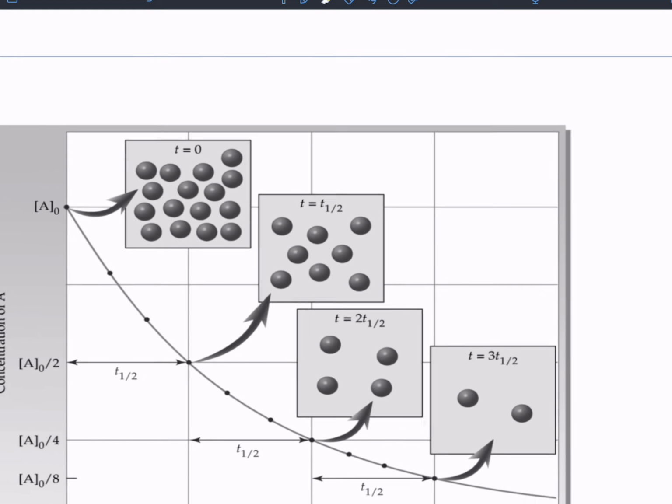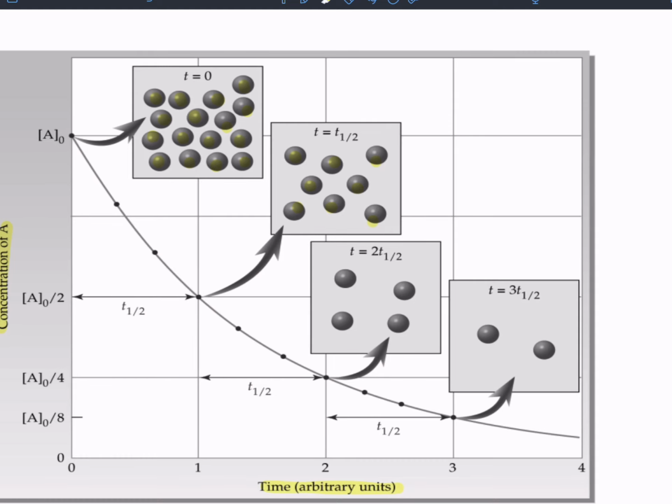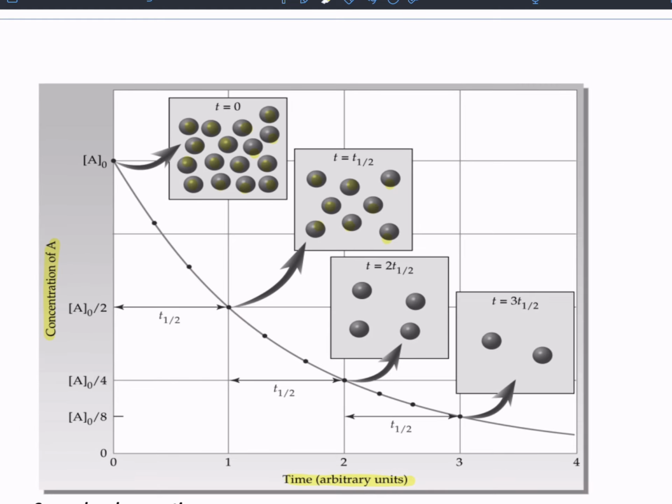Here's an example where we can see this at the particulate level. This is concentration of A versus time. This is going to be any unit of time, but we can see at t0, we've got 1, 2, 3, 4, 5, 6, 7, 8, 9, 10, 11, 12, 13, 14, 15, 16 particles. After one half-life, we should be cut down to 8, then down to 4 after 2 half-lives, and finally down to 2 after 3 half-lives.